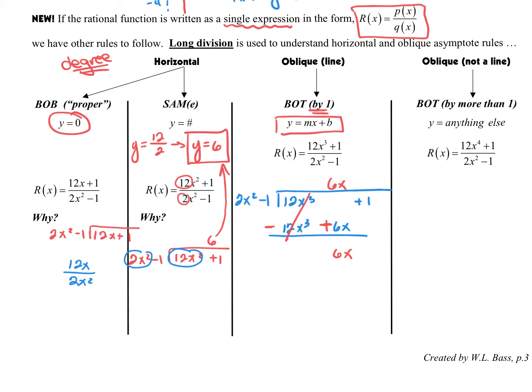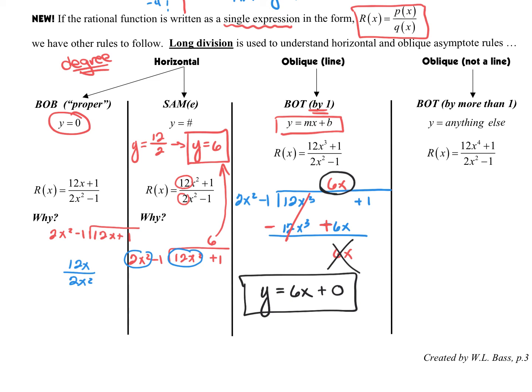This feels weird to a lot of students, but we're just going to throw out this remainder. We're done. Whatever is sitting up here is going to be our asymptote. So our line is going to be the line y equals 6x. If you want to write in that y-intercept of 0, you can do that if you want, but this is going to be our asymptote.